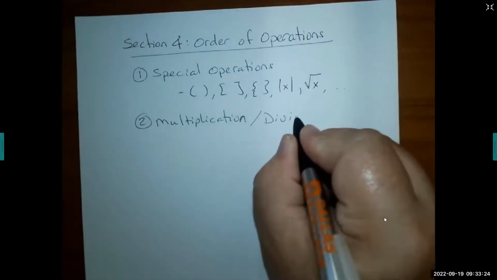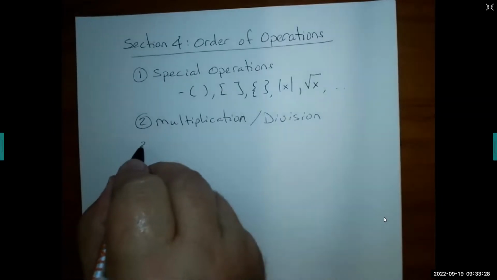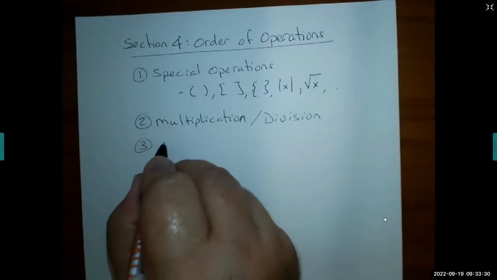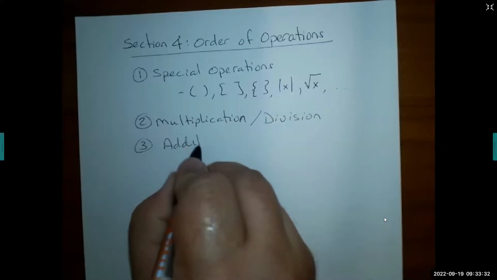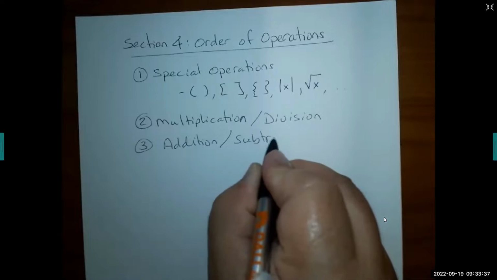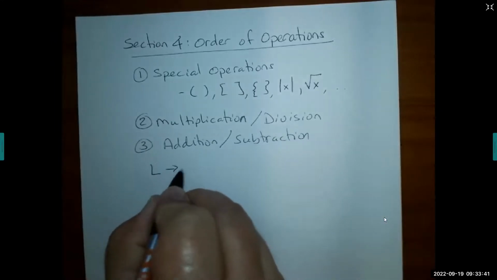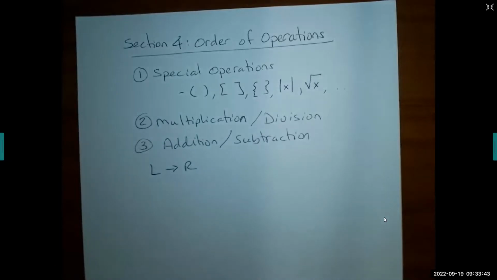Then we do multiplication and division. And on the last sweep, we do addition and subtraction. Reading left to right. This thing doesn't say that multiplication is more important than division or addition is more important. They're both on the same level, so they're both as important as each other. Whatever you get to, reading left to right.